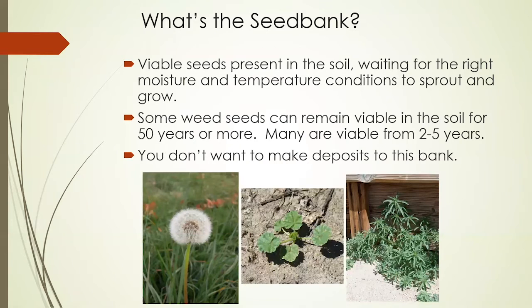So what's the seed bank? That is the viable seeds that are present in the soil, just waiting for the right moisture and temperature conditions to sprout and grow. Some weeds have seeds that can remain viable in the soil for 50 years or more. Field bindweed is one of those. Most weeds have seeds that are viable from 2 to 5 years. And so you don't want to make any more deposits to this bank. You want to always make sure that you prevent the seed production.